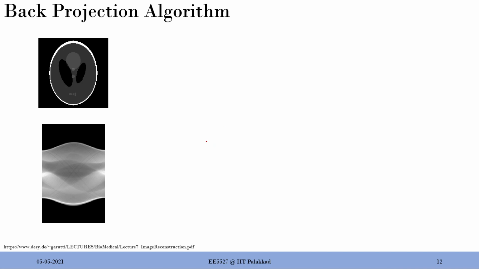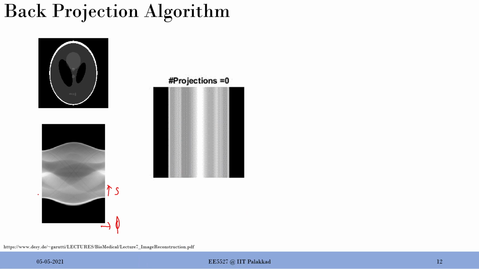Same Shepp-Logan phantom, and its sinogram. The projection will look like this. So don't forget, this is the phi direction and this is the S direction. What we do is we start with the first angle and project it out, then you take the second angle, you project it out, and then you sum it, then the third angle, you project it out and sum it, and so on, right? So let me actually show you.